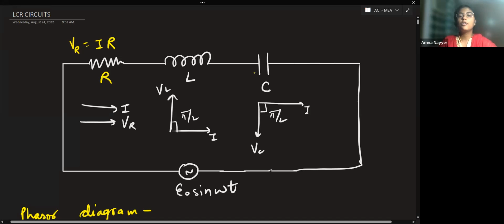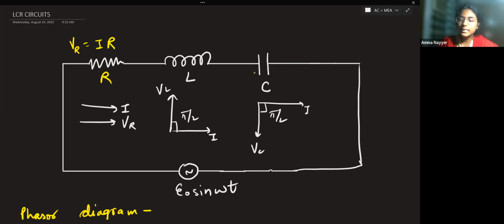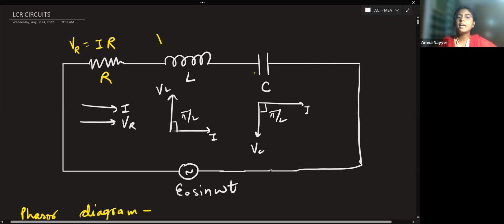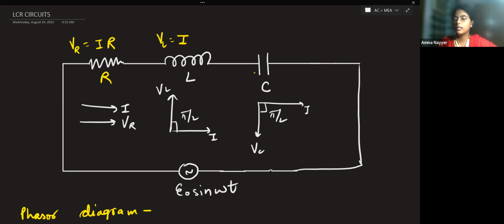For a purely inductive circuit, L is the inductance, VL, voltage leads the current by 90 degrees. This has been depicted here: the voltage across the inductor leads the current by 90 degrees, and voltage will be equal to what? Current multiplied by the resistance. And what is the resistance that we get in case of an inductive circuit? XL. So I into XL.